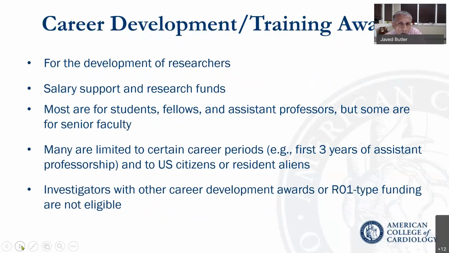Then you have the career development or training grant, which I think is the one which is most relevant to all of the people that are attending today, probably. These are usually not a lot of money to do research. You're supposed to be doing research with a mentor, but this is to support your time. But there are some research funds available as well. Usually it's for trainees or junior faculty. There are very few senior faculty options available, and they usually have some other limitations, like how far away from your training you are, and residency status, and some of those things.